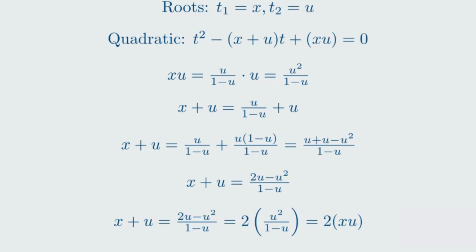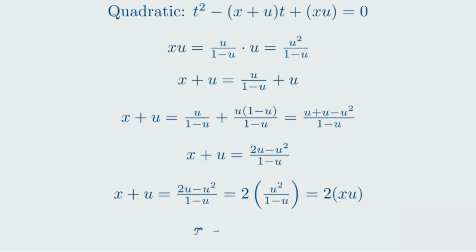Let's verify this using our original substitution. We know that x plus 1 equals 1 over 1 minus u. This means x equals 1 over 1 minus u minus 1, which simplifies to u over 1 minus u. So our relationship x plus u equals 2xu is correct. This gives us the relationship x plus u equals 2xu. We now have 3 key pieces of information to solve this problem. These 3 equations form a system that we can solve.